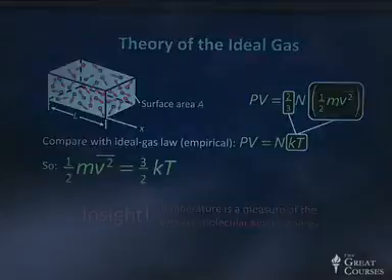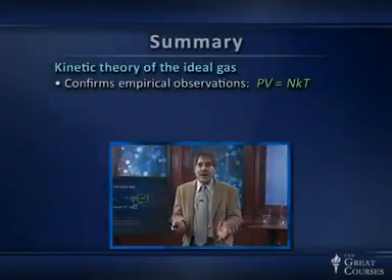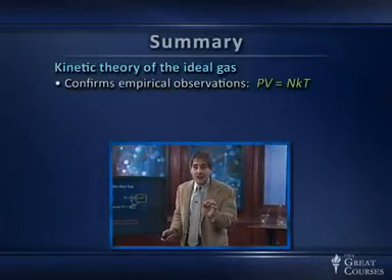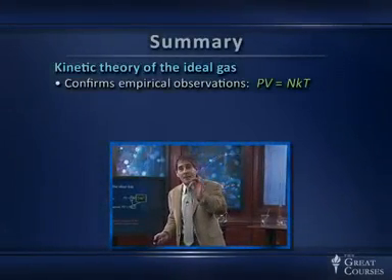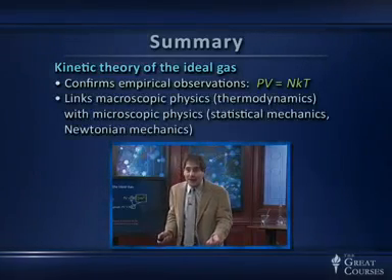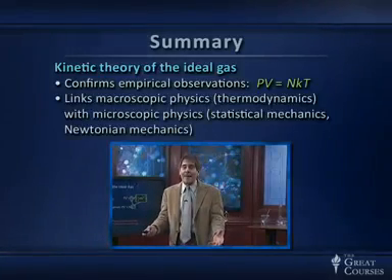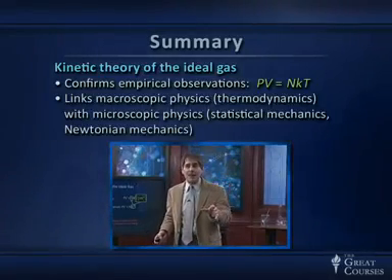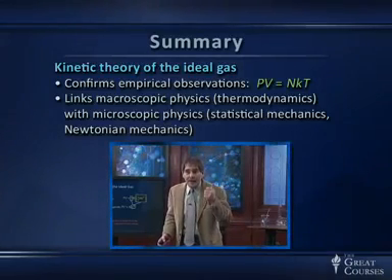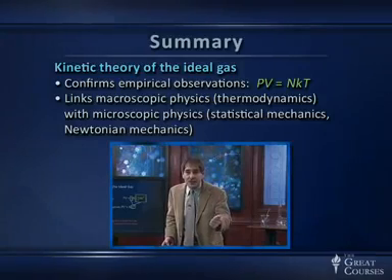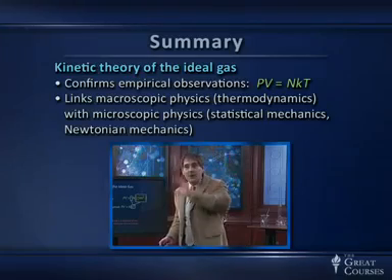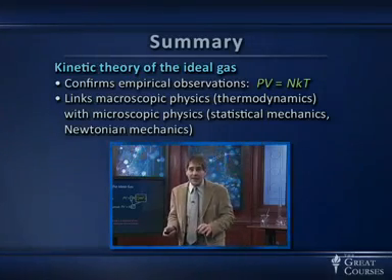Okay, let's wrap up. We've done here the kinetic theory of the ideal gas. We've been through a lot of heavy mathematics. It's confirmed the empirical observations that pressure times volume ought to be proportional to the number of molecules and the absolute temperature. It links the macroscopic physics, that is the subject of thermodynamics about heat and temperature, with the microscopic physics, statistical mechanics, Newtonian mechanics. We used things like elastic collisions. We used things like Newton's third law. We used a lot of stuff from mechanics to describe what was happening to these molecules, and we showed how the motions of the individual molecules gave us the ideal gas law.